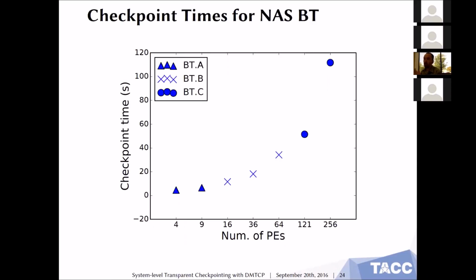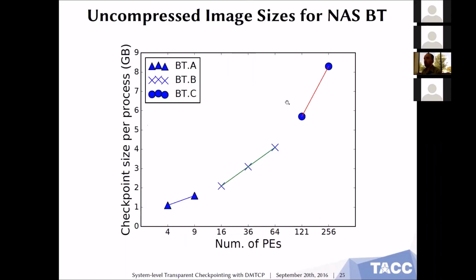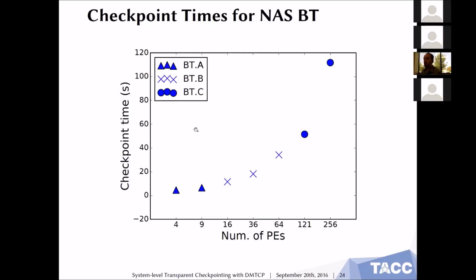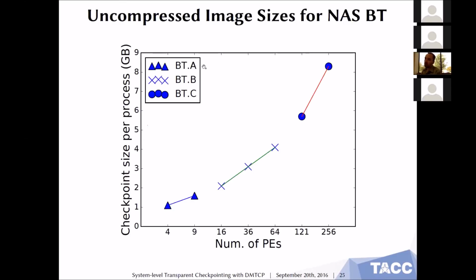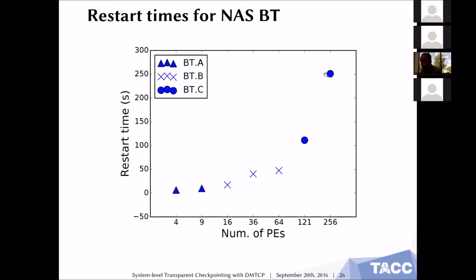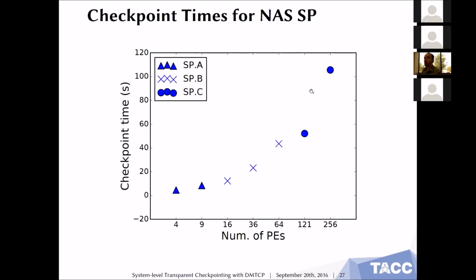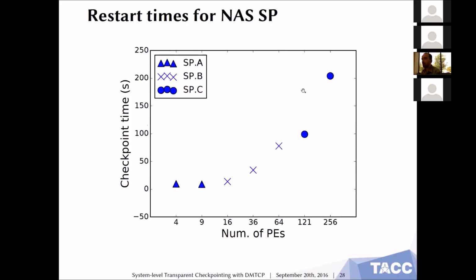The time of the checkpoint is very fast. With 256 processing elements, it was taking less than 2 minutes, knowing that the amount of data was pretty big, as you can see here. So you have the checkpoint time for the NAS BT OpenSHMEM. It's 2 minutes, knowing that the amount of data per process was around 8.5 gigabytes. And restart time is also pretty fast, taking less than 5 minutes to restart at the larger scale. This is the same thing for the NAS SP, with the checkpoint time, the restart time, etc.